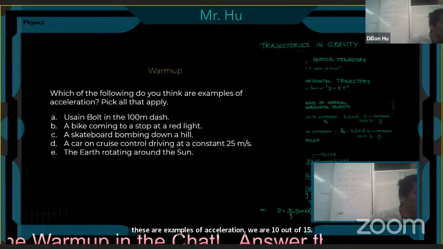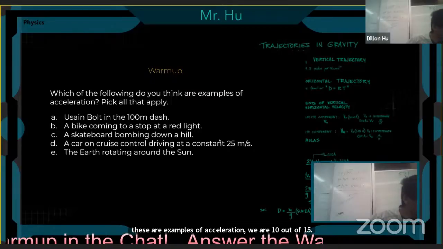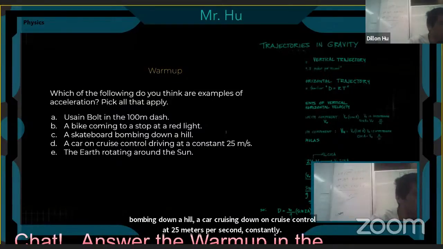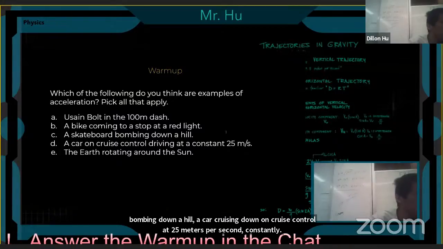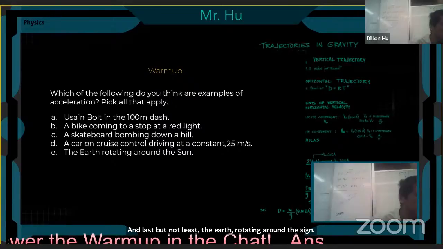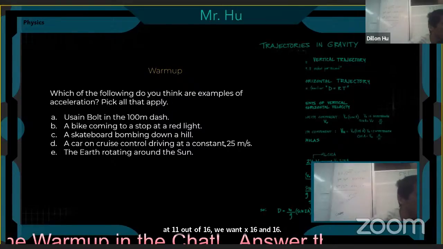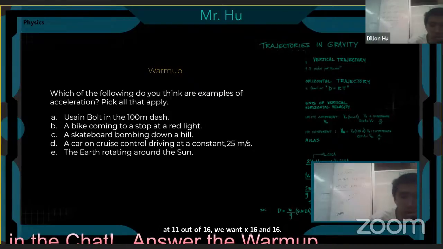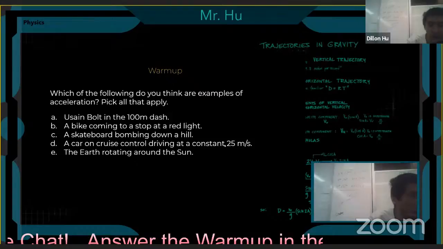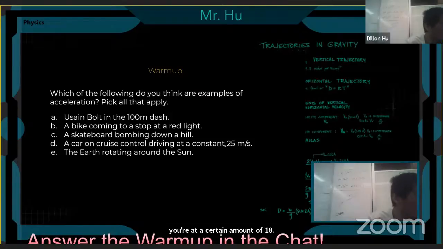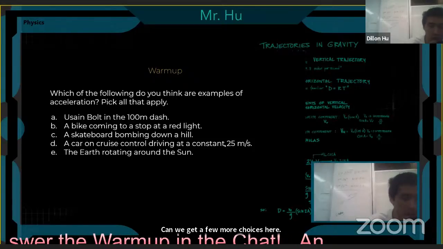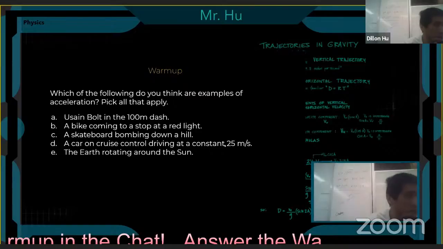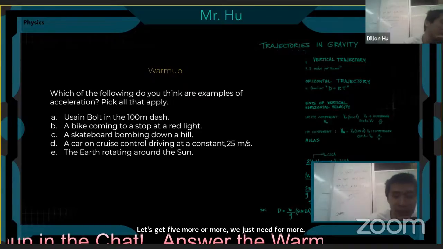Let's take a few more minutes for us to answer this poll. We are at 11 out of 16. We want 16 out of 16, 100% participation. If you are one of the 7 who haven't responded, please do so. We are at 13 out of 18. Can we get a few more? We just need 4 more. If you're one of the 4 who hasn't responded to the poll yet, please do so. If you can't see the poll, just message me what you think are examples of acceleration. We are at 15 out of 18. We only need 3 more. Well, we need 4 more now. We are at 15 out of 19.